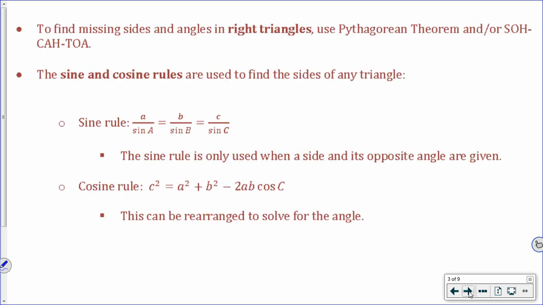Some other things we need to know about triangle trigonometry is that you can use Pythagorean theorem and SOHCAHTOA in right triangles only. And then you can use the sine rule and the cosine rule for non-right triangles.